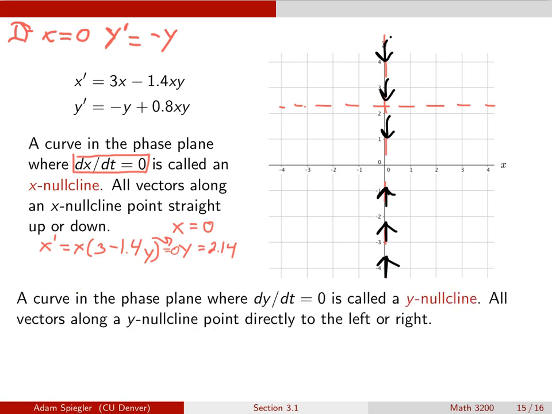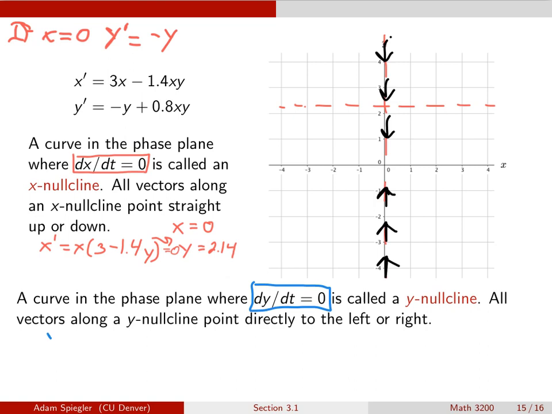So we can look at a similar idea. We get important behavior as well at any point in the phase plane when dy/dt is equal to 0. We call these y nullclines, and all of the points along these curves are going to point directly to the left or to the right, because they're going to have no vertical component to those vectors. And so to figure out how to find the y nullclines, it's a similar process, but now we set the equation for dy/dt equal to 0.